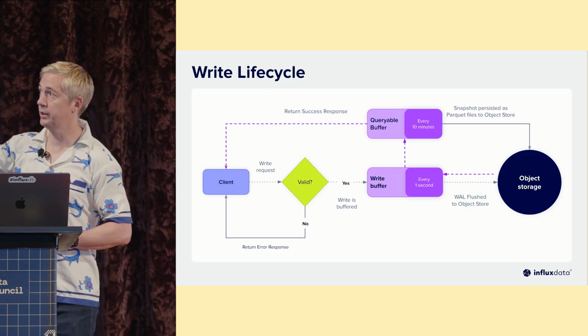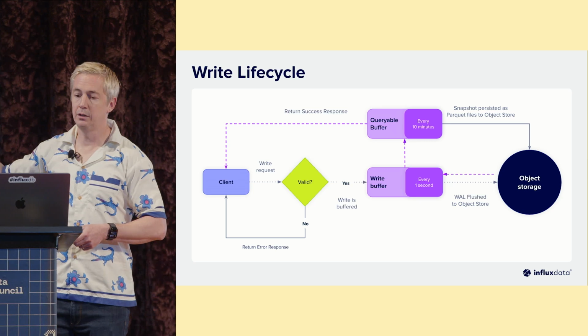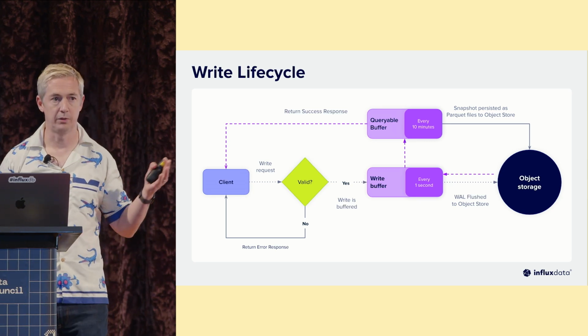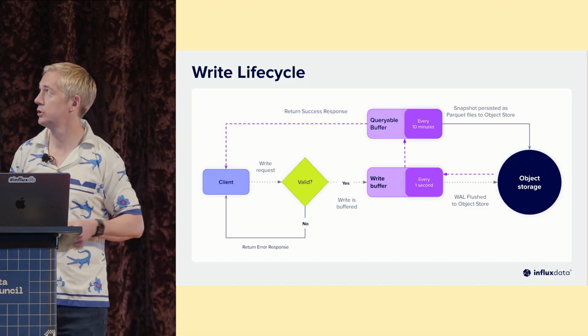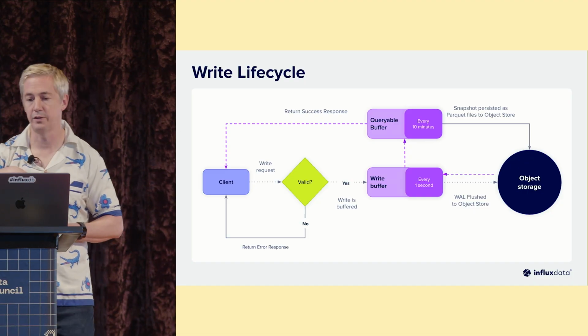So visually, this looks like this, right? On the left, we have the client. We write in, we validate, we put it into the write buffer, which is this 1 second batch. We send that to object storage, and we send it to the queryable buffer, and we send a response back.